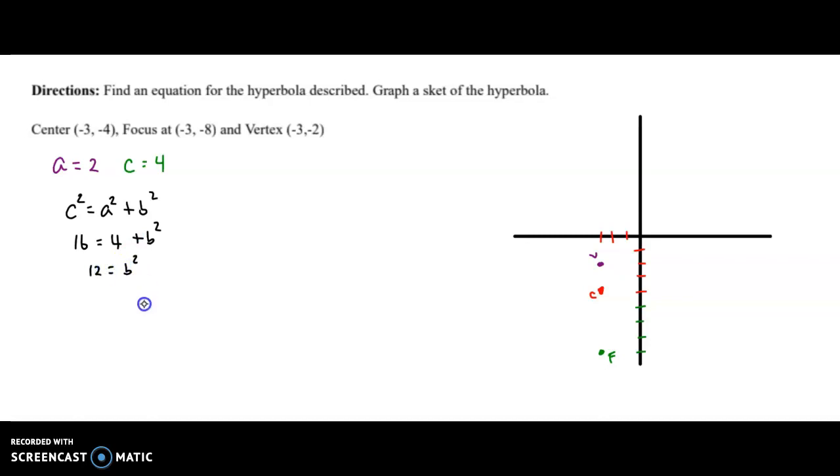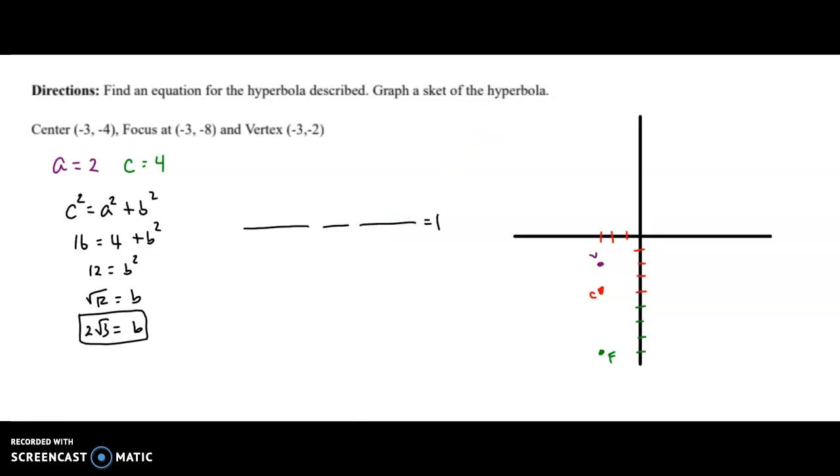All right. Now, B itself is the square root of 12, but remember, we're going to simplify, and that's going to be 2 root 3. So B is 2 root 3. Now, we actually have enough information to write the equation.